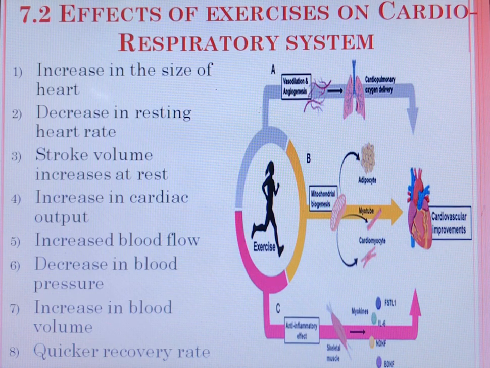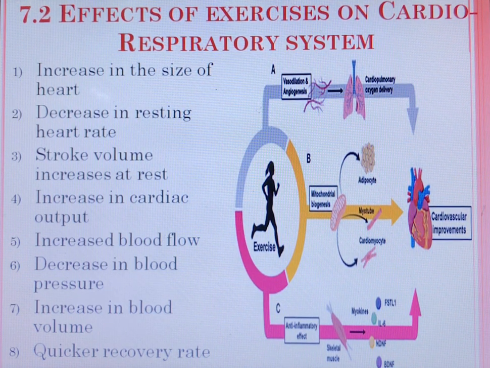And the fourth point is increase in cardiac output. What is cardiac output? The amount of blood pumped out from your heart in 1 minute is called cardiac output. When we perform regular exercise, the cardiac output can be increased. In untrained individuals, the cardiac output in the rest position will be 14 to 20 liters per minute. But in normal trained athletes, it will be 25 to 35 liters per minute. But in high class athletes, it will be more than 40 liters per minute at the rest position.